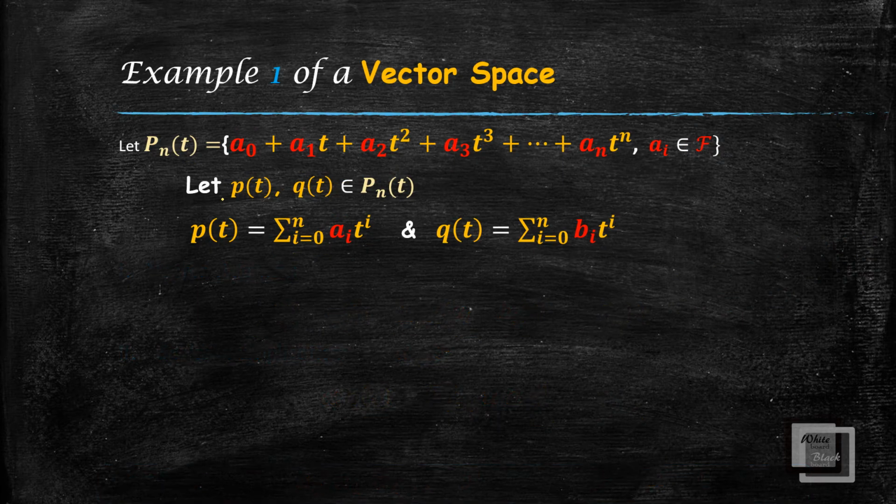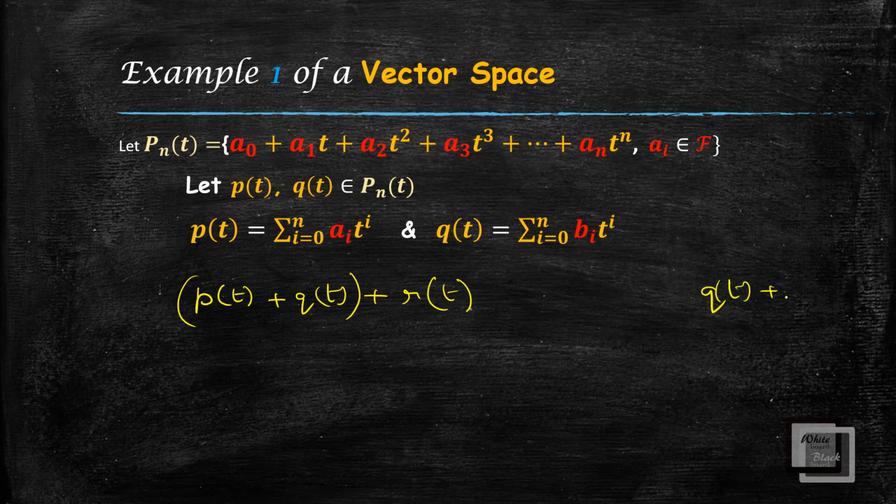Now for the other properties. Since you can add these two polynomials in any order, say you can write pt plus qt and then add a third vector, say rt, to it, or you can add qt plus rt and add pt to it, the answer will be the same. So we can say here that vector addition is associative.